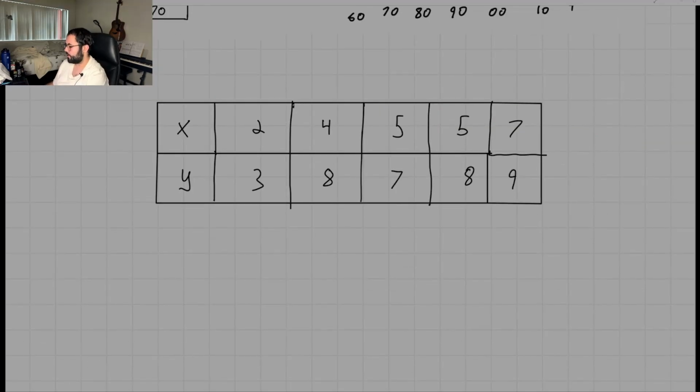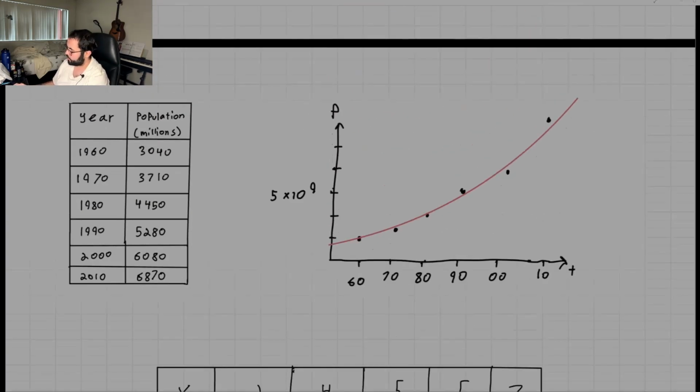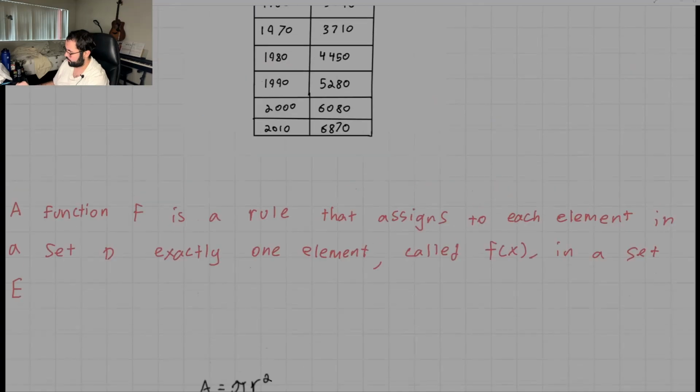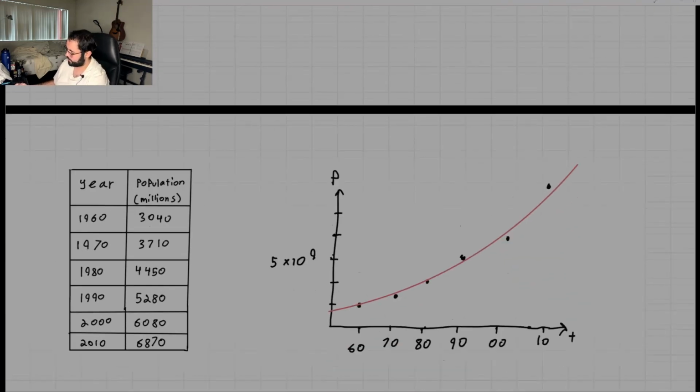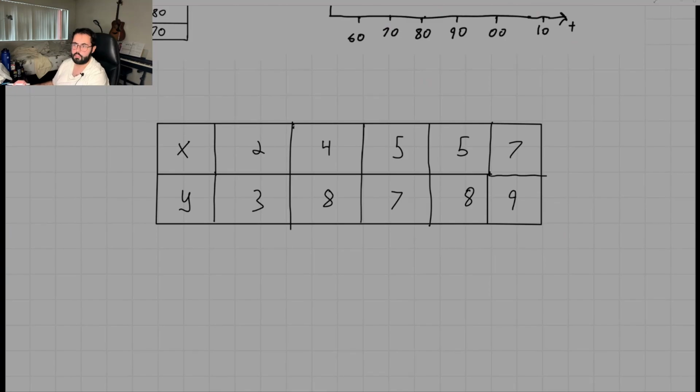Here I have a new table, and I want you to look at this table and tell me why it's not a function. Recall what our definition of a function is. It is a rule that assigns to each element in a set D exactly one element in a separate set. So what about this table goes against that definition? Take a moment and think about it.